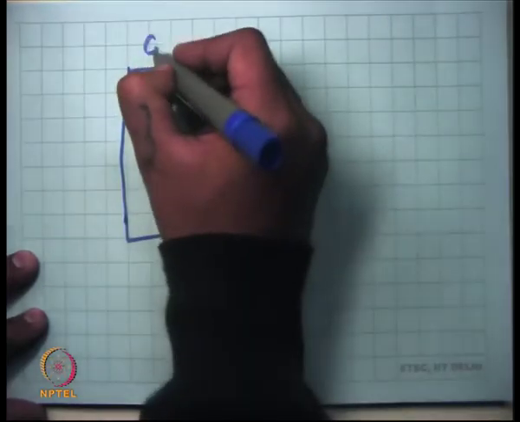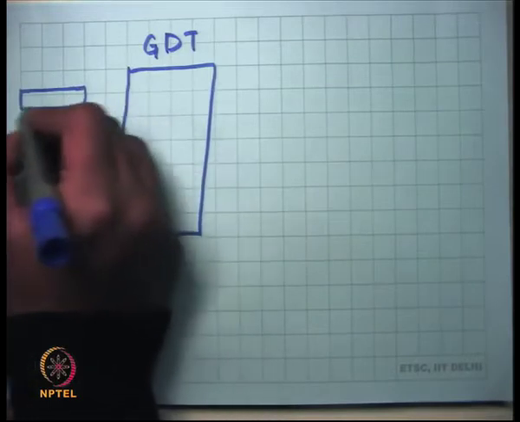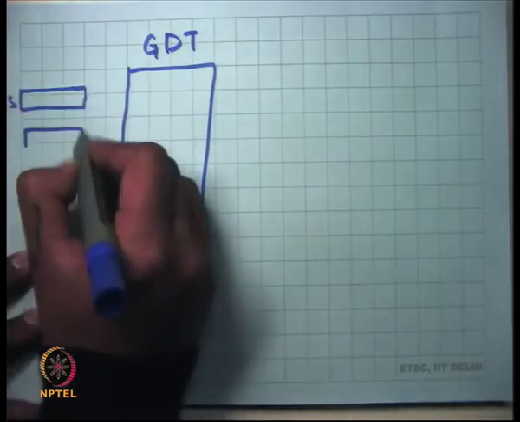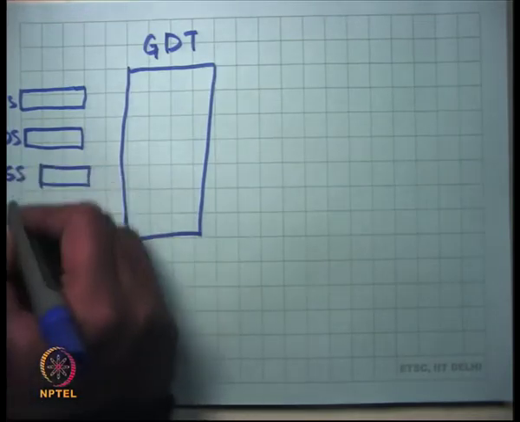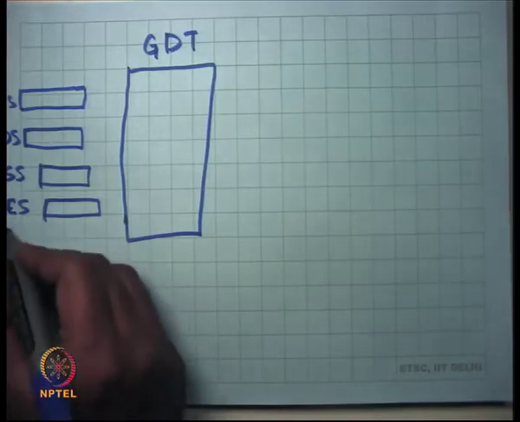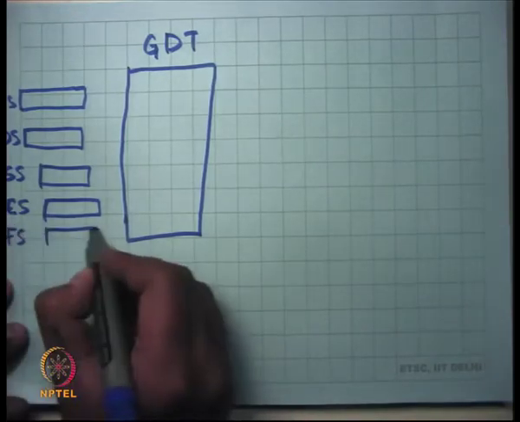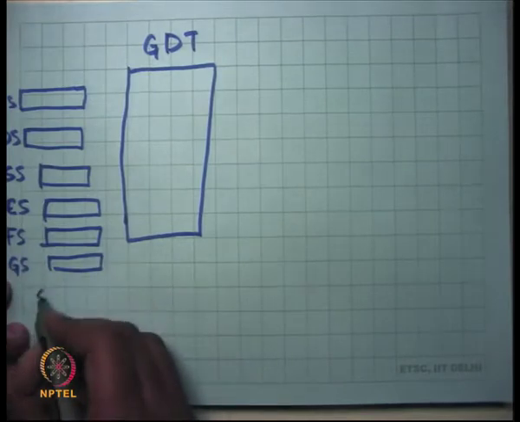Here is a global descriptor table. Let's say I call it GDT. Here are segment registers: CS, DS, SS, ES, and actually 32-bit has 6 segment registers: FS and GS. These are all 16-bit wide.